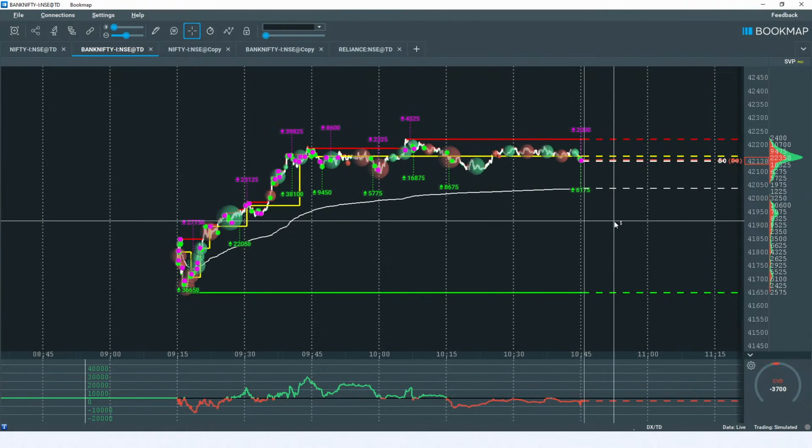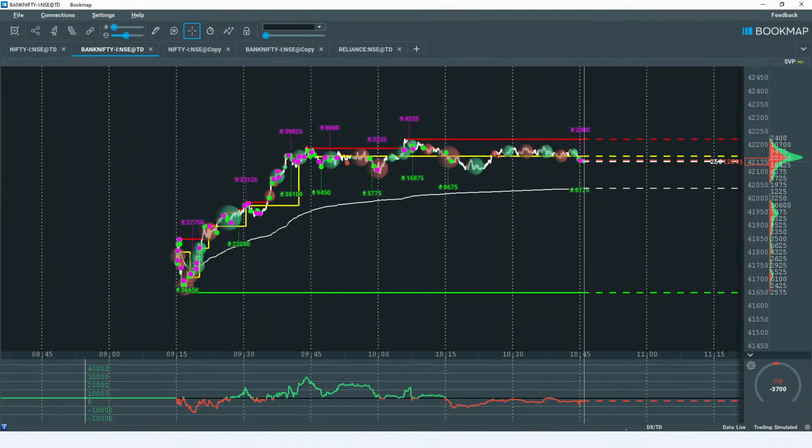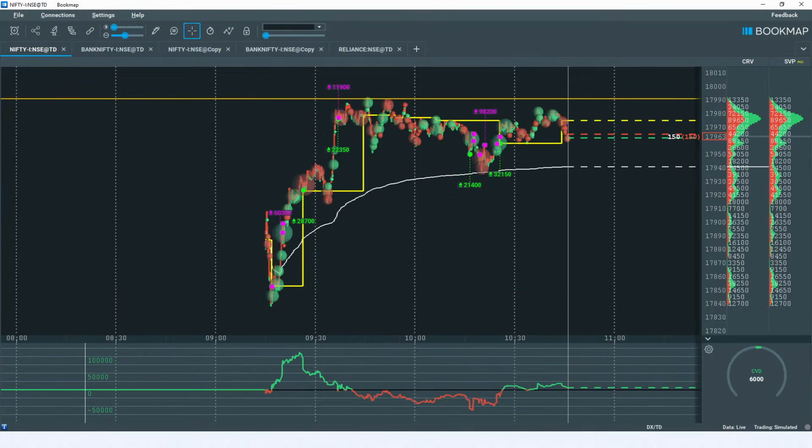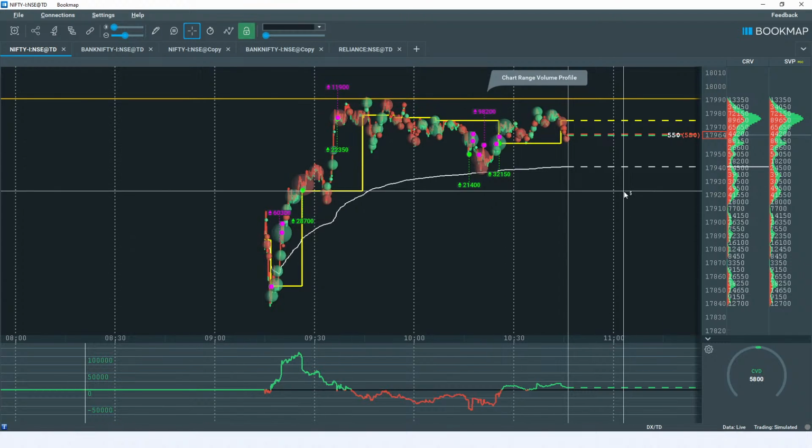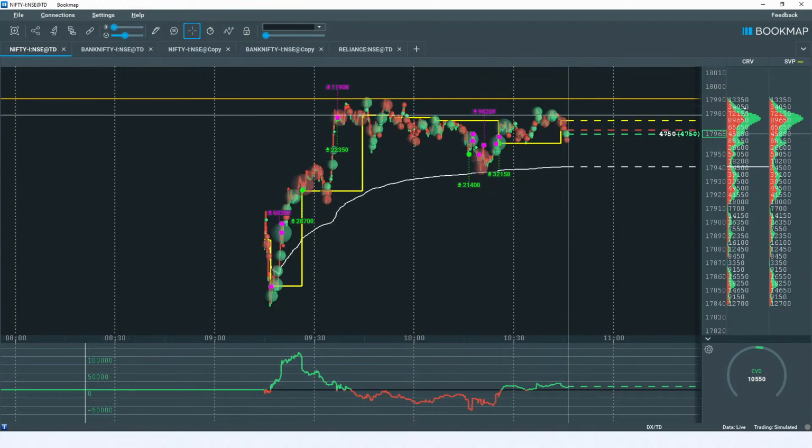In chart range profile, you are getting CRV, I am getting CVP. Yes, I renamed it. Markandeya is asking about chart range profile. I think I renamed it to chart range volume. Basically it shows the entire range, whatever range you have selected, and for that it shows the volume profile information.